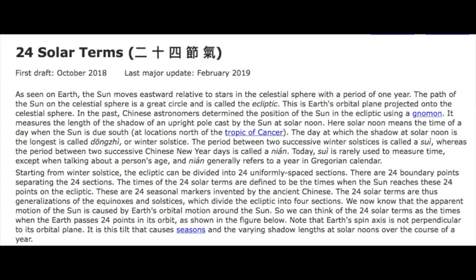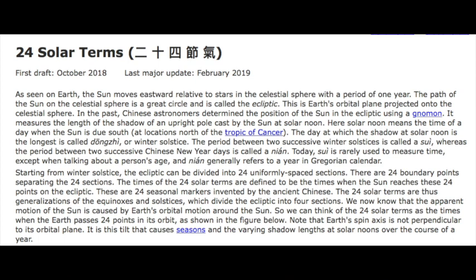The 24 solar terms are thus generalizations of the equinoxes and solstices, which divide the ecliptic into 4 sections. We now know that the apparent motion of the Sun is caused by Earth's orbital motion around the Sun. So we can think of the 24 solar terms as the times when the Earth passes 24 points in its orbit, as shown in the figure below.